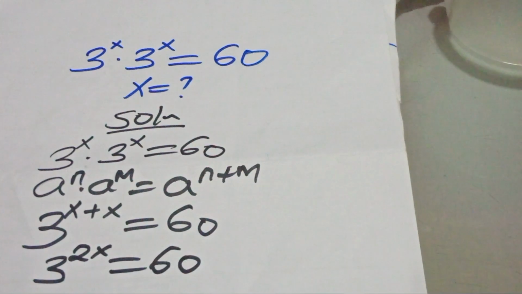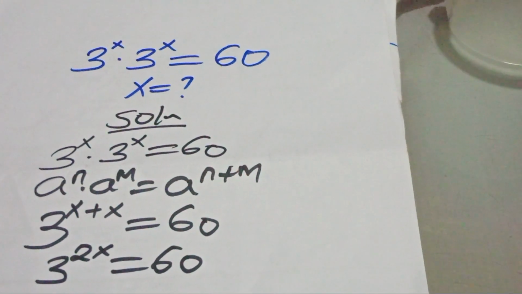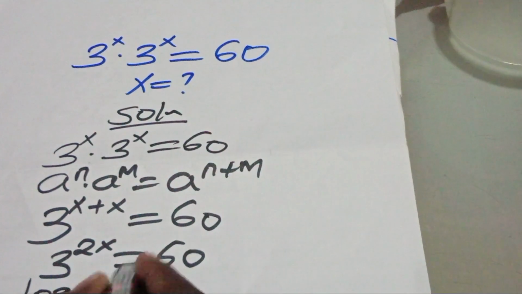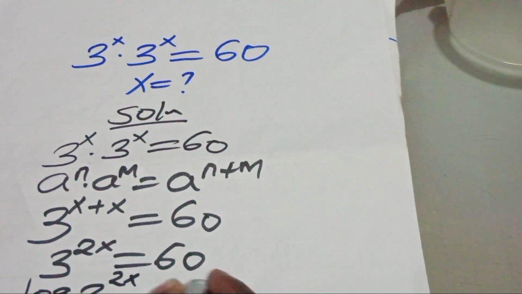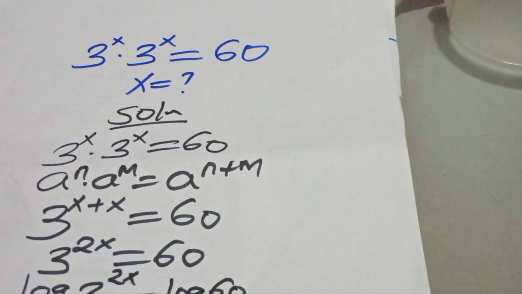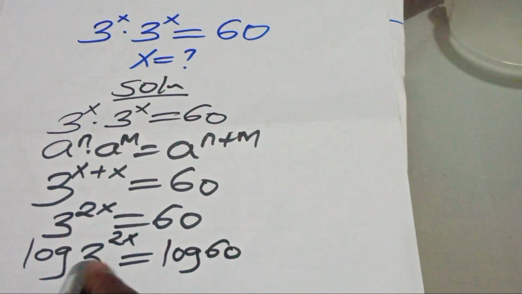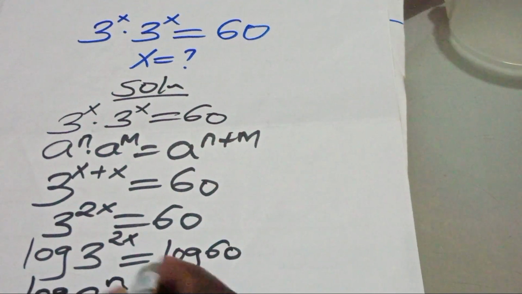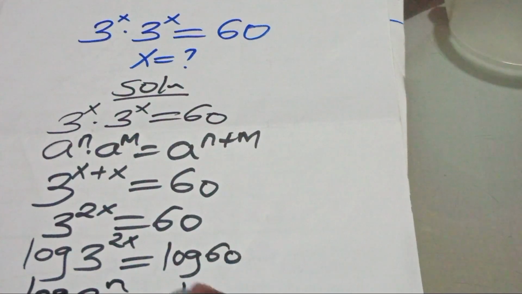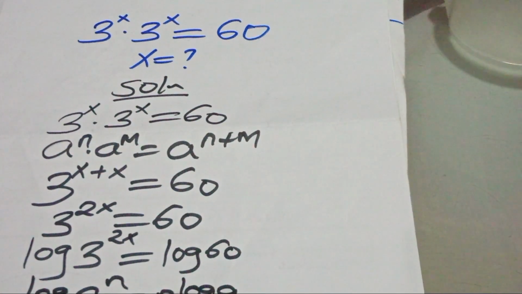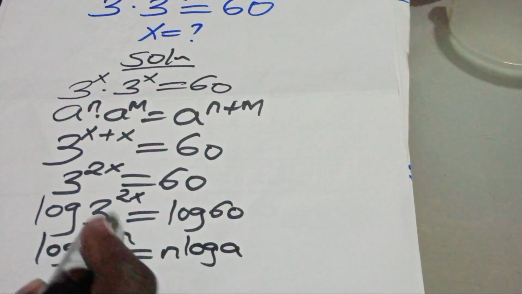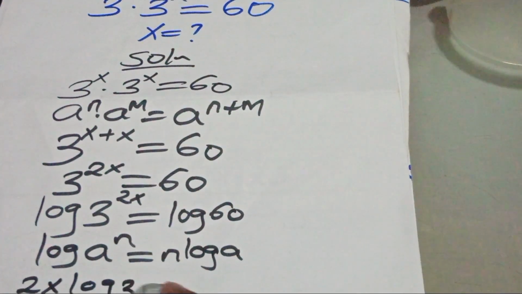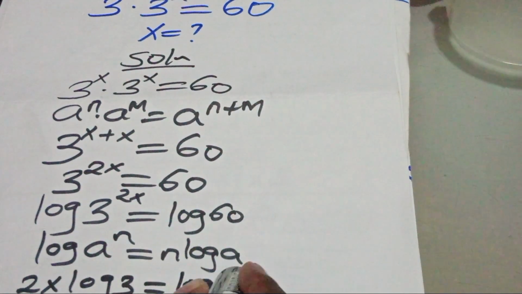Now to solve for the value of x, we introduce the natural logarithm on both sides as follows. Log 3 to power 2x. This is equal to log 60. Okay. Now log 3 to power 2x. This is in the form of log a to power n, which we can express as n log a. Now applying this property, log 3 to power 2x becomes 2x log 3. This is equal to log 60.